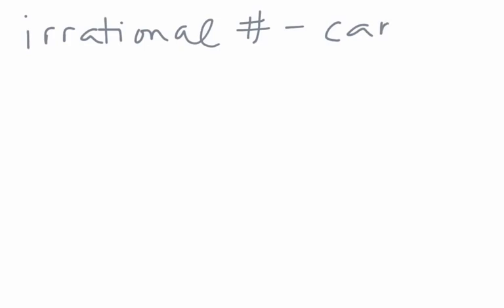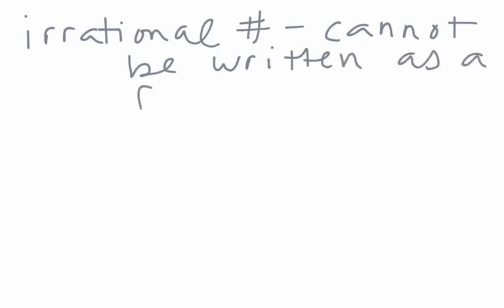This set of numbers over here are what we call irrational numbers. Irrational numbers cannot be written as a fraction. Or you might think of them as decimals that never end and never repeat. So I'm going to come over here and give us a definition. Irrational numbers cannot be written as a fraction. There's no possible way to do it.